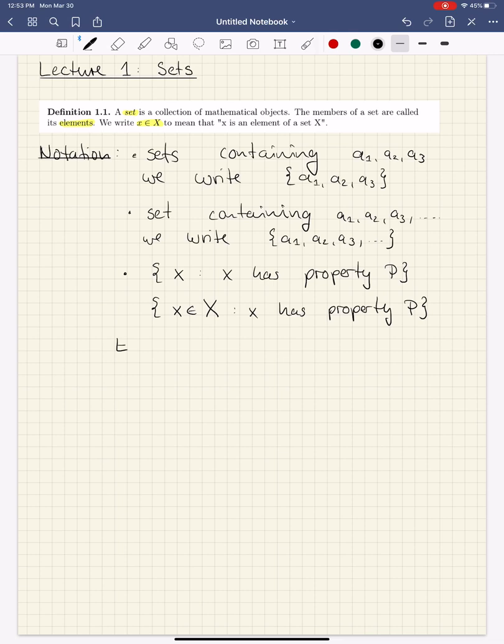So what do I mean by that? Let's do a quick example. Let's take all natural numbers such that the element is a prime number. In this case, your X up here becomes the set of natural numbers, and your property P means is prime.